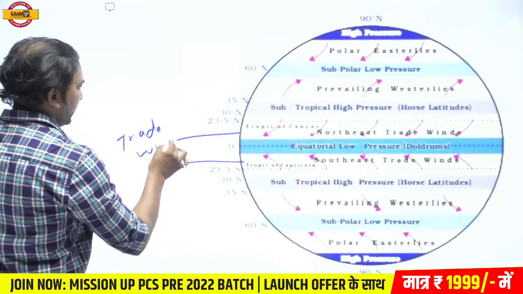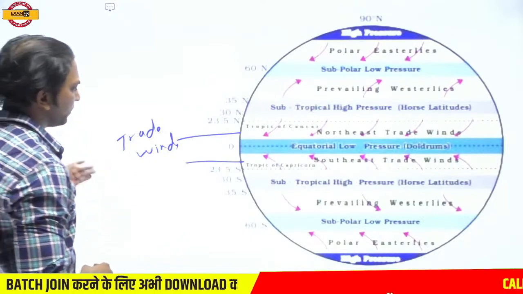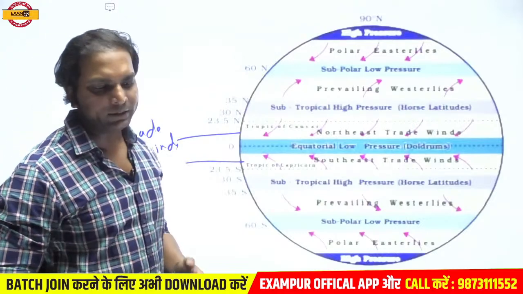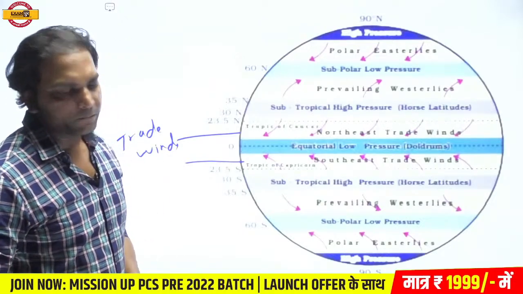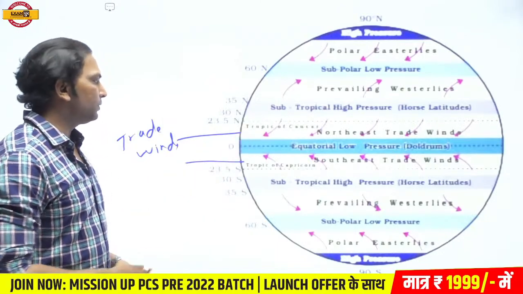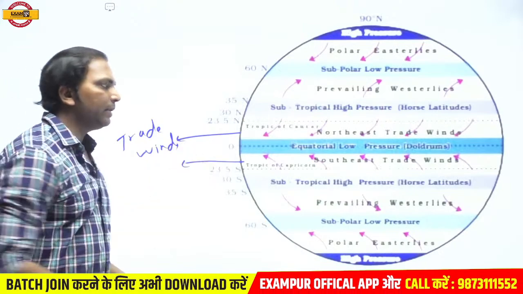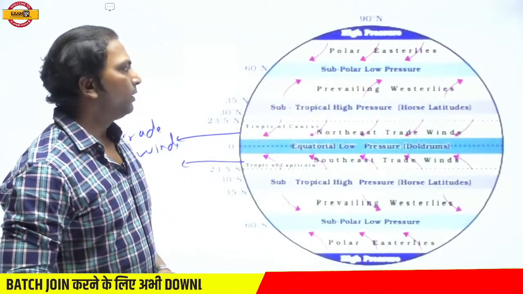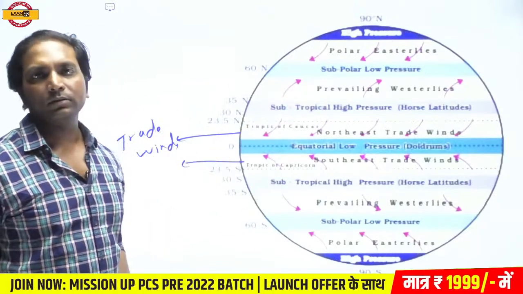Trade winds. In Hindi they are called Vyaparik Pavan. Trade winds are also the Sanmargi winds, the easterlies. The trade winds blow in both hemispheres, the northern and the southern. Now we are coming to the prevailing winds.